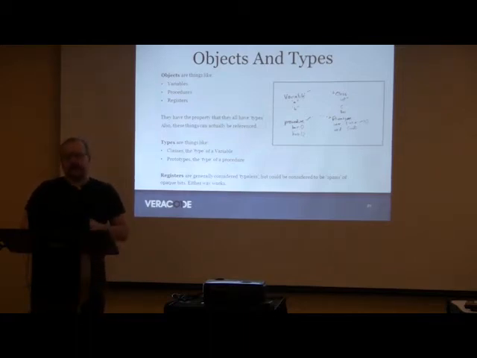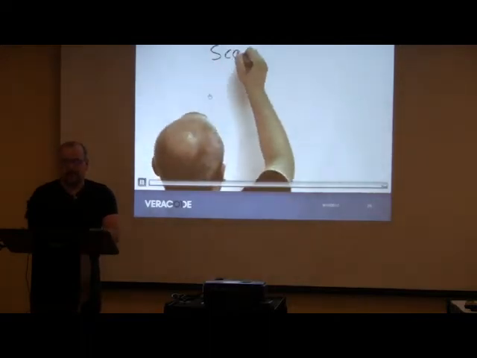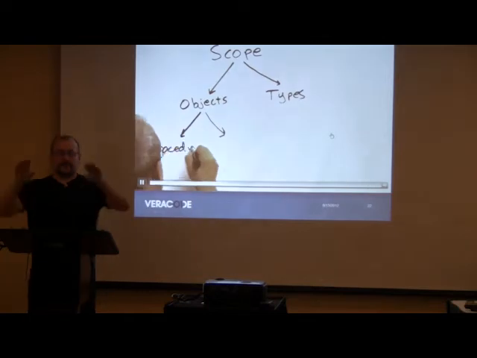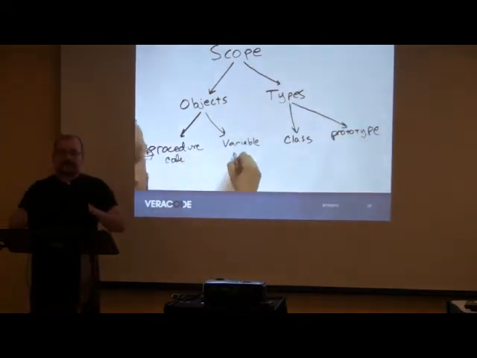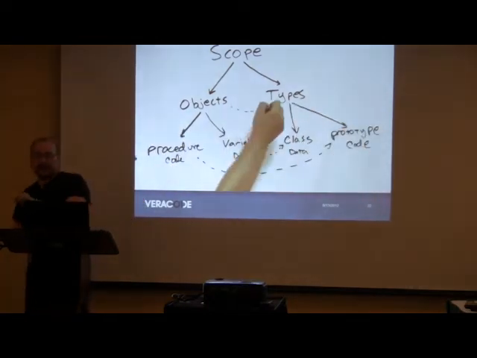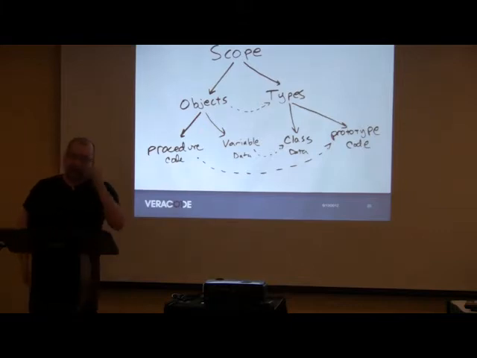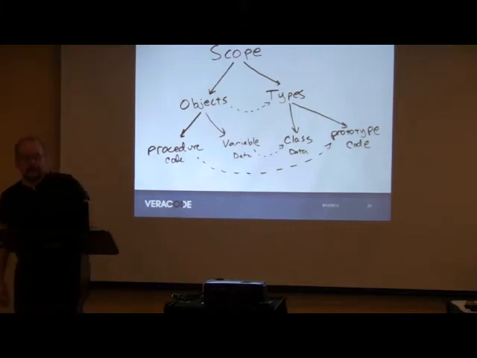The hierarchy here is that. Let's see if I have a better example on the next page here. This scopes, and then objects and types, and then procedures, variables, classes, prototypes. So basically, a prototype is the type of a procedure, and the class is the type of a variable. So that's sort of the way that the inheritance works in my IR.